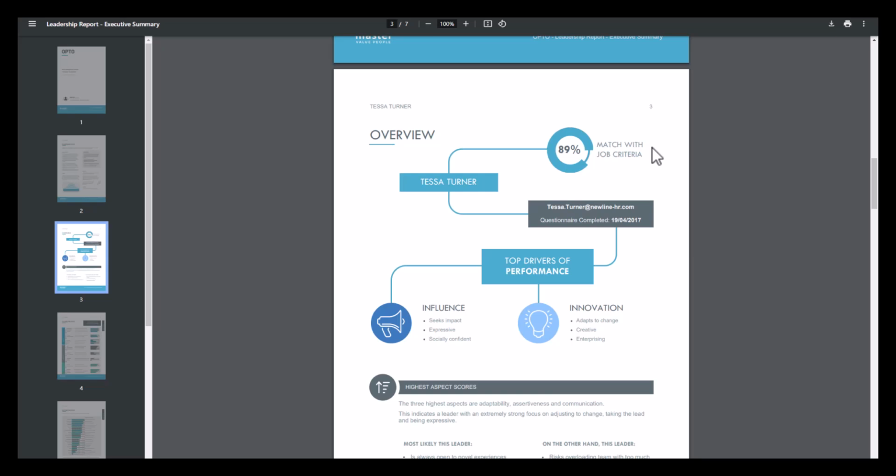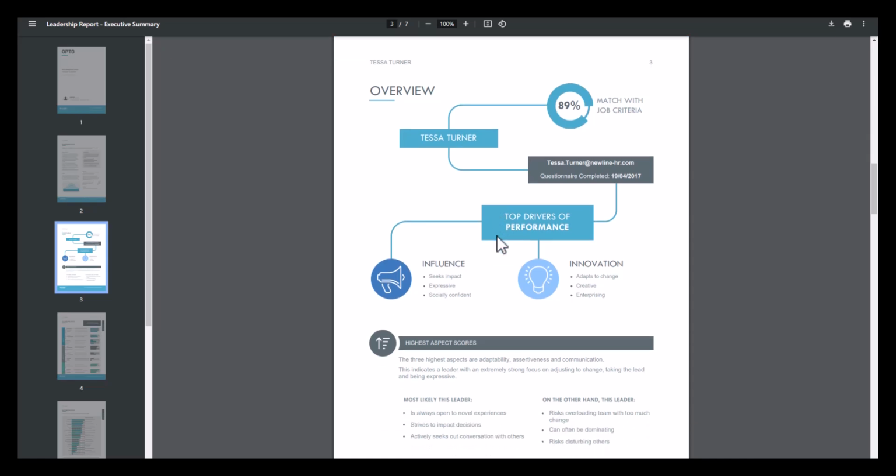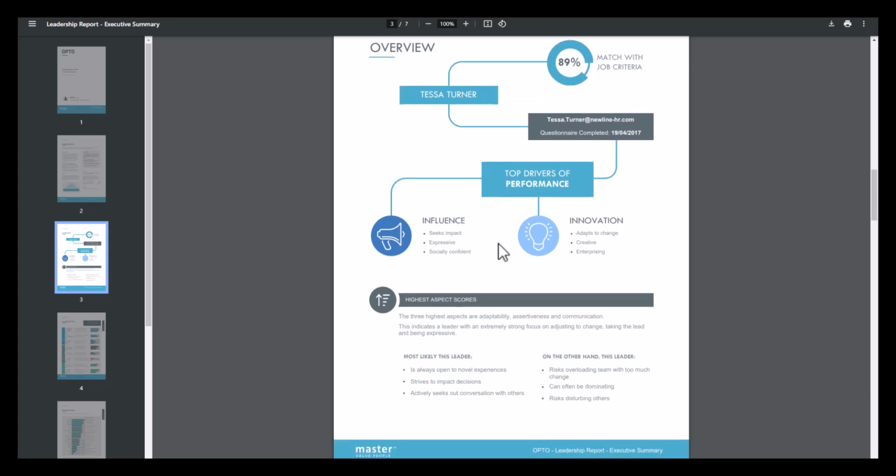Below that, we have, just like in the standard OPTO reports, the top drivers of performance, meaning the two dimensions with the highest scores. Beneath that, we also see the aspects with the highest scores, providing an additional layer of detail not included in the regular OPTO reports.